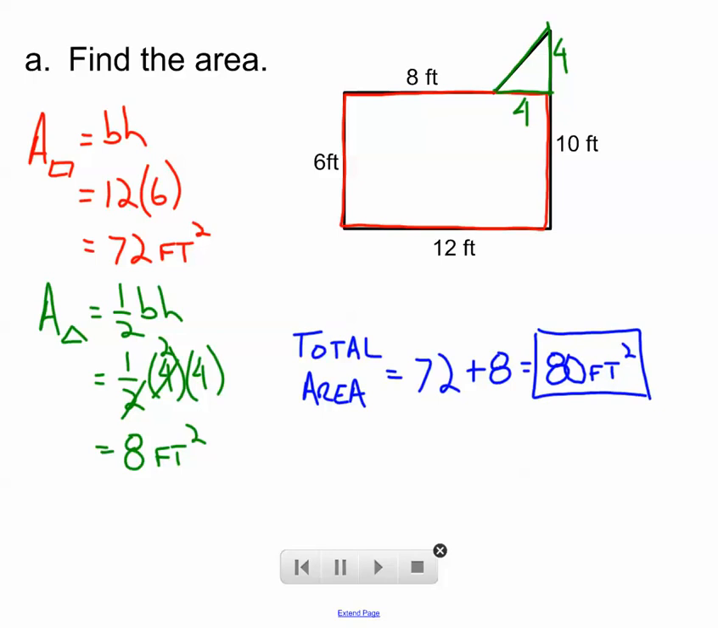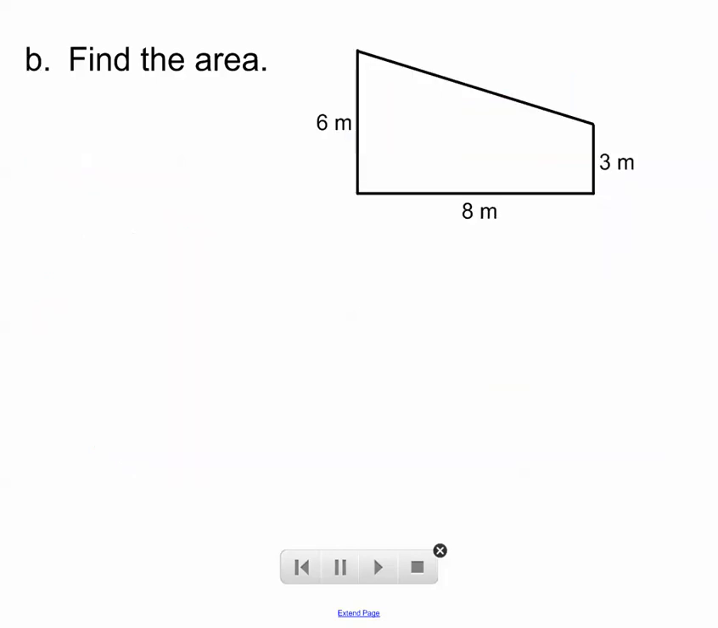Not too much to it, right? As long as we can find the area of a rectangle and the area of a triangle, we shouldn't have too much problem. All right, same idea with this one. We don't have a formula for this one yet, but can we break it up into parts that we do have formulas for? Sure. We can divide this up into a rectangle and a triangle. So the rectangle is base times height, 8 times 3. No problem, 24 square meters.